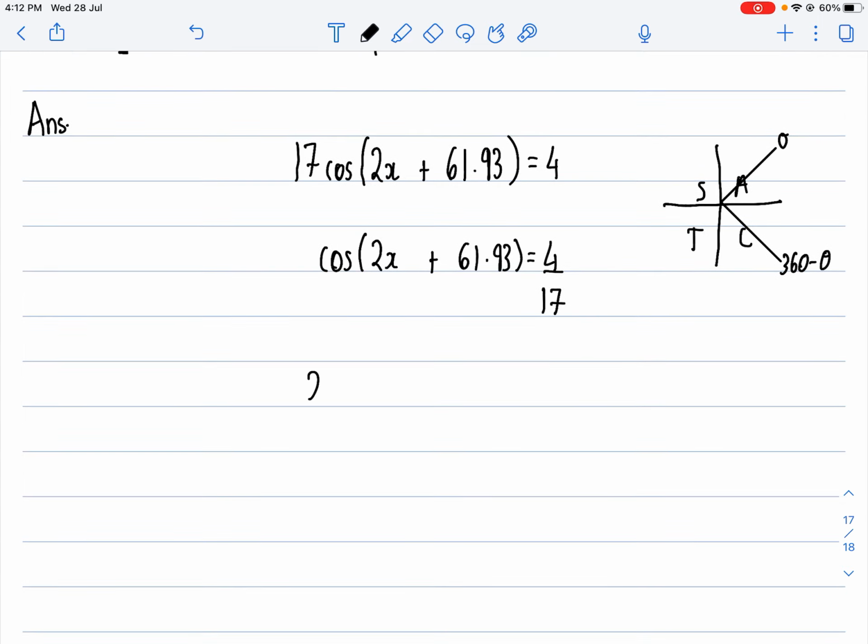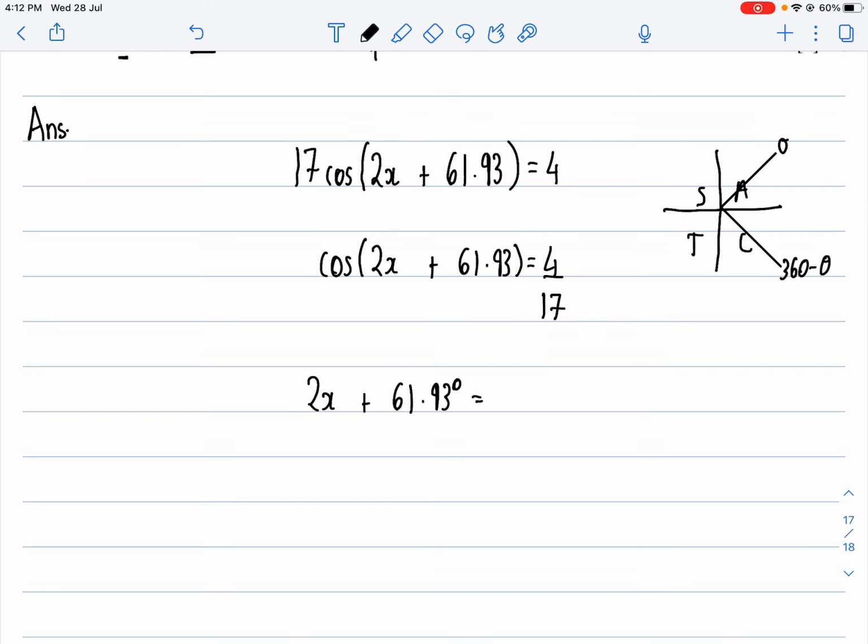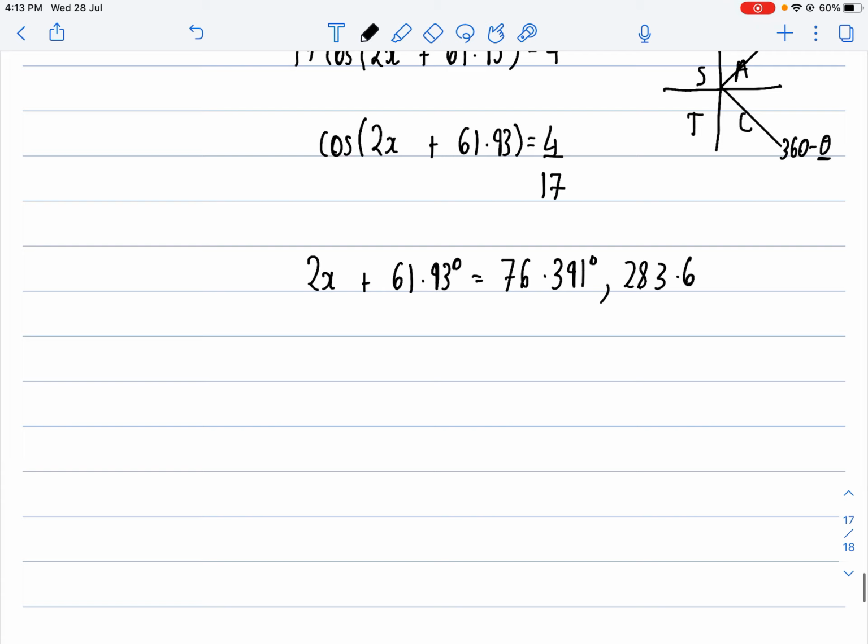So now I write this as 2x plus 61.93 degrees, which is equal to the cos inverse first of 4 over 17 to get the value in the first quadrant, which is 76.391 degrees, comma, now I do 360 minus this value 76.391 to get 283.609 degrees.